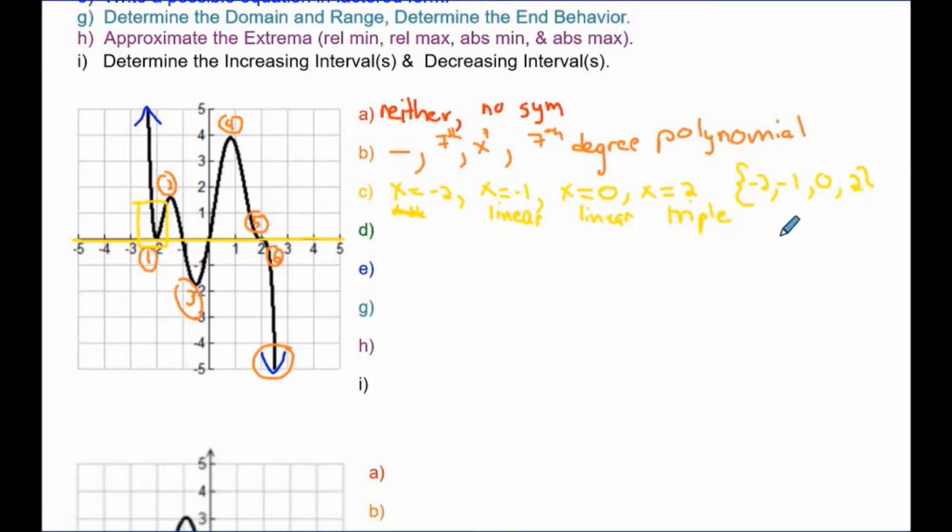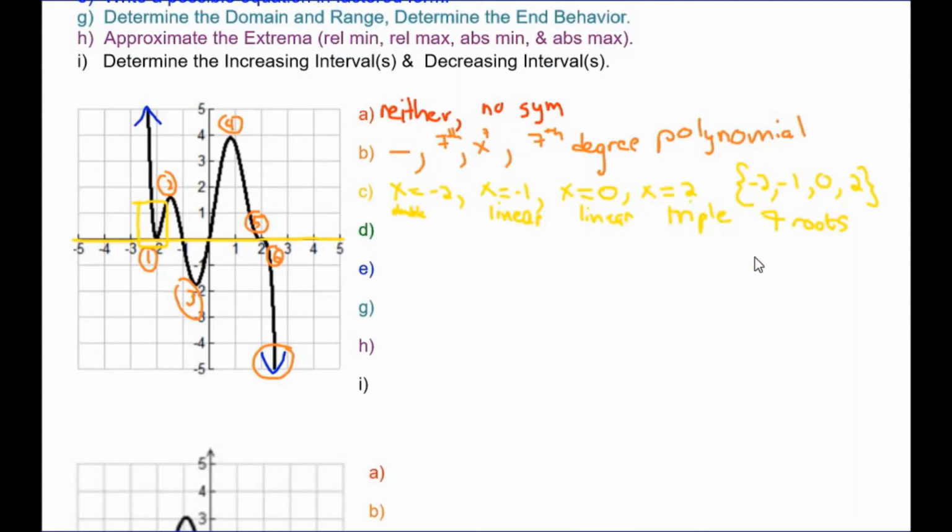Even though this is occurring twice, and this is occurring 3 times, we would not list them in here more than once. This is the set of answers, but there actually are 7 roots. And the reason that there are 7 roots is because this one counts twice. So 1, 2, 3, 4, and this one counts 3 times, 5, 6, 7.